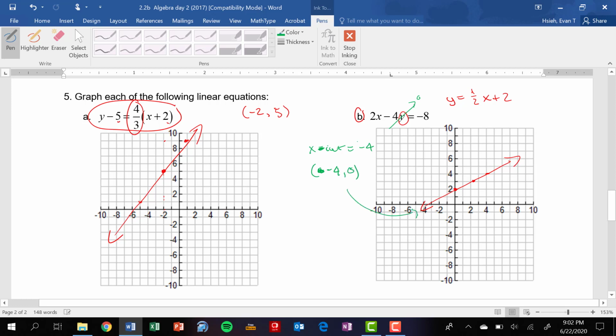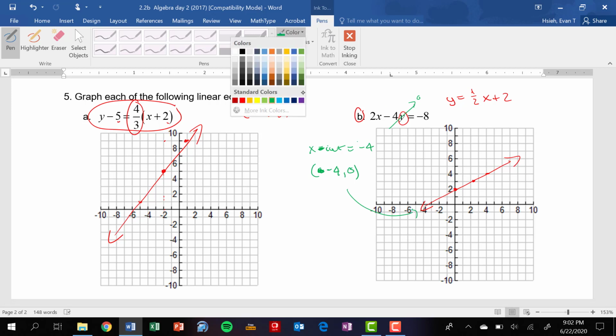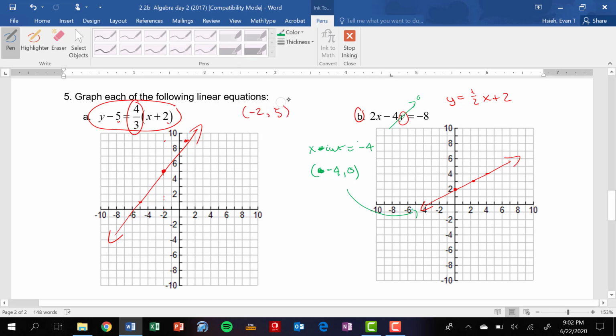And then I could go ahead and, let me change the color here, make it so that my x is equal to 0 and solve for the y. In this case, y is equal to positive 2, which we know is right here. And that's my y-intercept. And I can graph equations of lines that way.